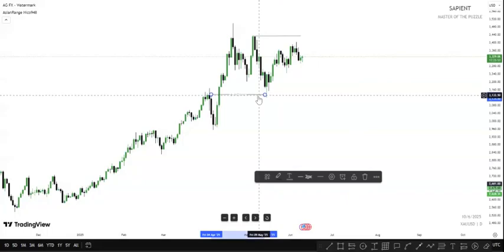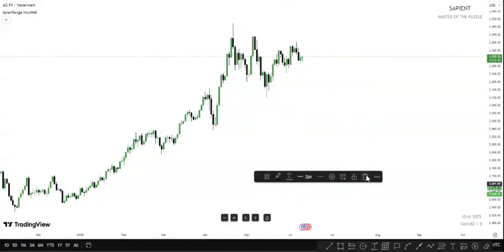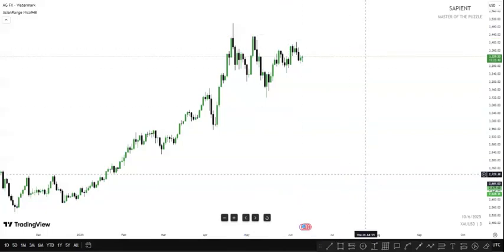Let's say I'm just looking at gold as a fresh instrument, right? And I'm looking from the perspective of the daily time frame, because as a day trader, that is what you want to do.